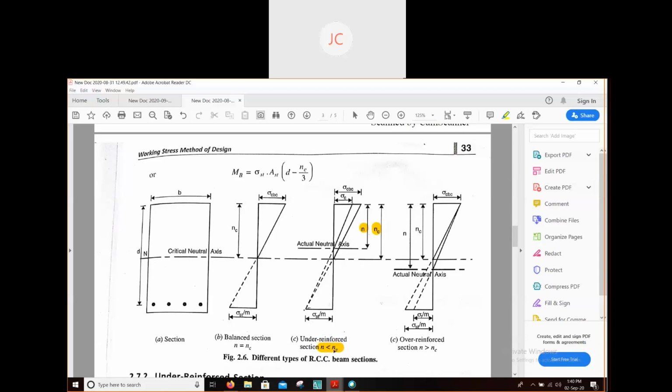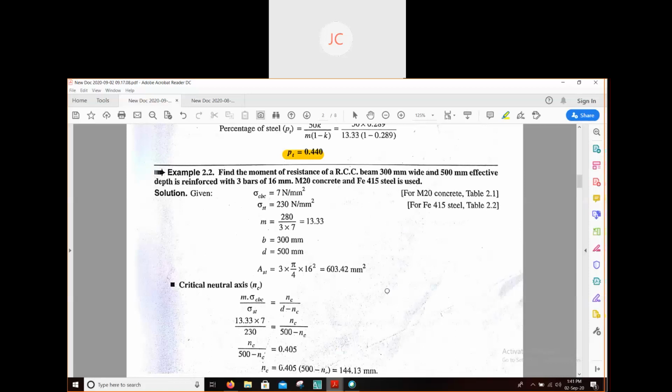Without remembering this condition, you can't solve this problem. For an under reinforced section, the actual neutral axis depth will always be less than the critical neutral axis. And for an over reinforced section, the actual neutral axis depth will always be more than the critical neutral axis depth. You have to remember both conditions to find the moment of resistance. Now let us see the problem. The first aim is to find out the type of section.